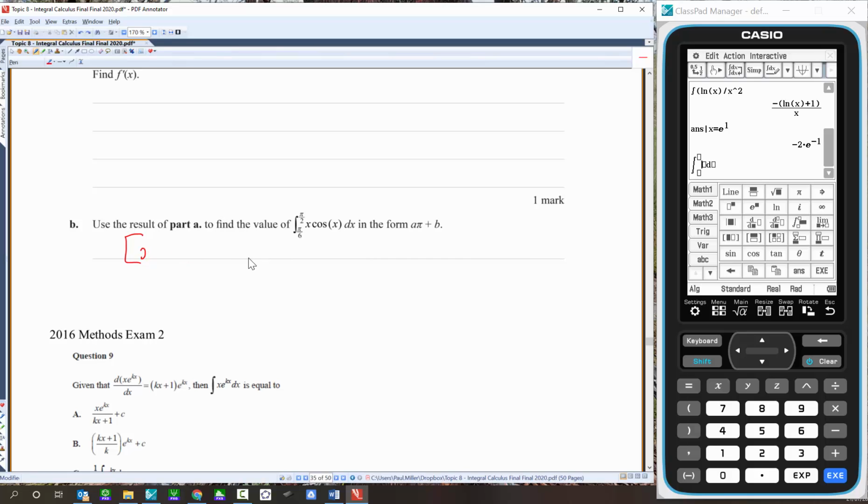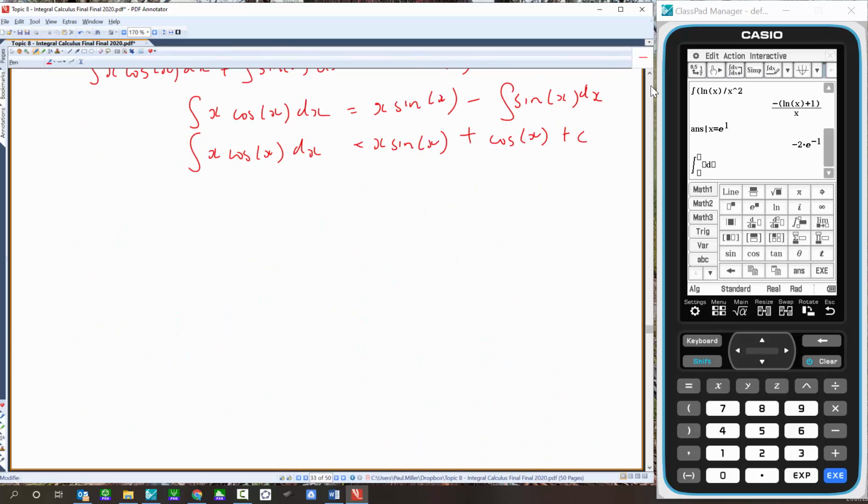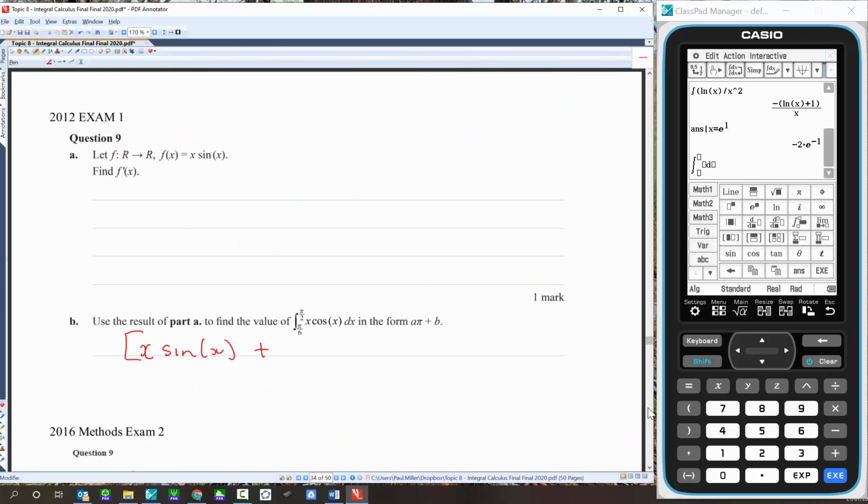So it's x sine x plus cosine x. Oh, I've got a bad memory. X sine x plus cosine x. Plus c we don't worry about, because what we're going to do is calculate that from pi on 2 to pi on 6. So we're not going to do this.